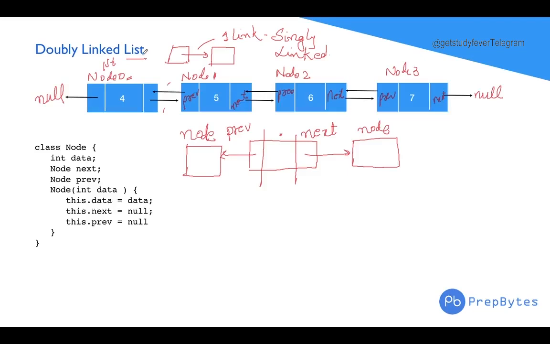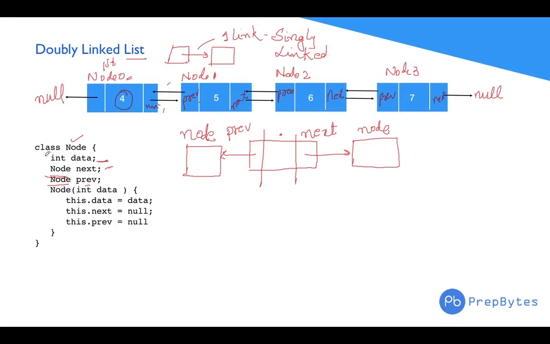Just like we created a class for node in singly linked list, similarly we'll create a class for node in doubly linked list. Now let's see what the constructors and variables in this node will be. As you can see, we have data, which in this case is 4. Then we have next, which is of type node, because obviously next will be pointing to another node. In this case, next is pointing to node 1. And then we have prev. Again, prev will be of type node because it is pointing to another node.